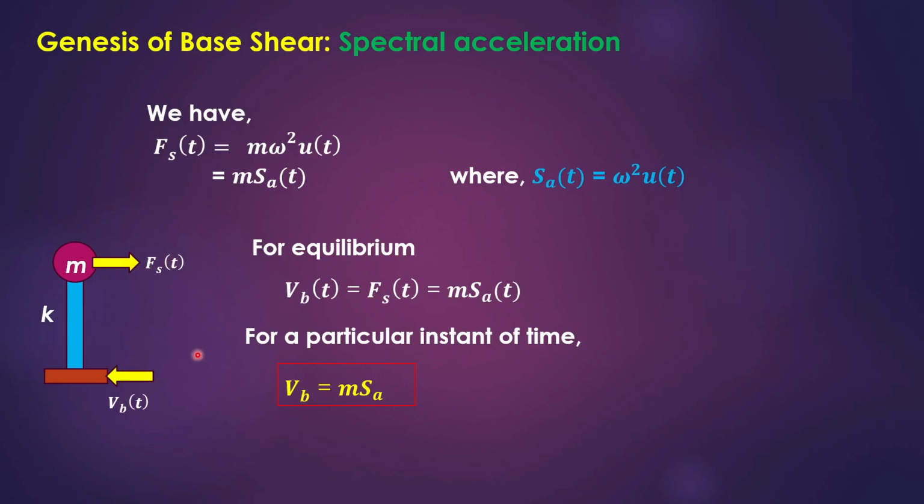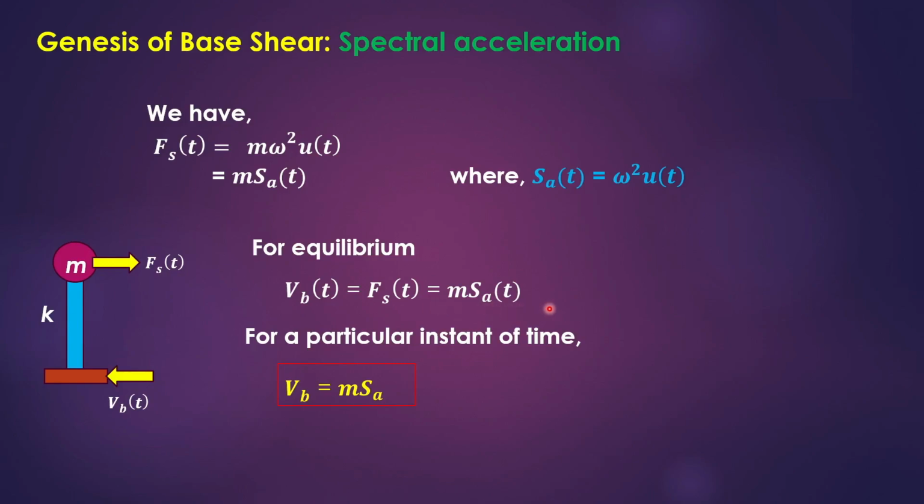Now for equilibrium of this single degree of freedom system shown in this figure, the resisting force, the base shear VB, is equal to the spring force Fs, and the Fs we have seen from here is equal to mass times spectral acceleration. So we are substituting here mass times spectral acceleration. Now here we have shown VB(t), which changes with time.